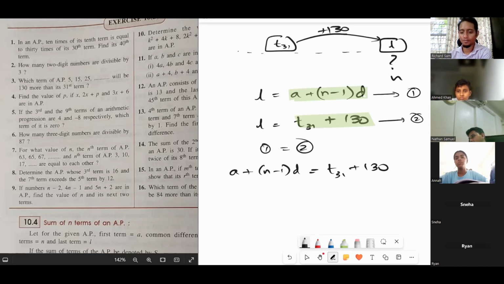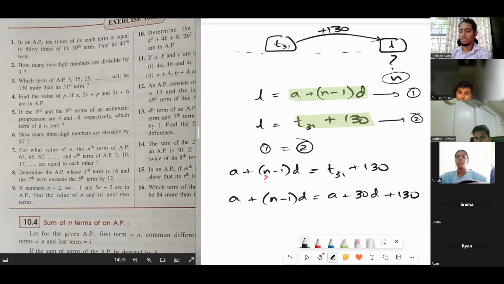What is A? 5. Yeah, A is 5. What is our aim? What do we want to find? No, our aim is not to find the 31st term. Our aim is to find the position of the last term, which means we have to find N. Also, in place of T31, we have to put its value, which is A plus 30D. Clear? So now substitute all the values. The only missing value is N.